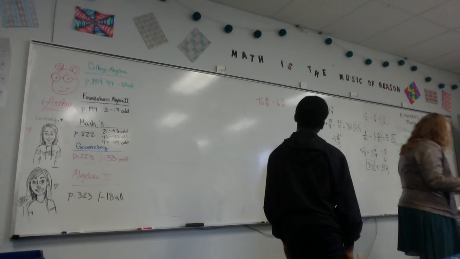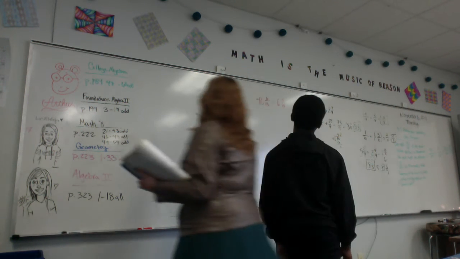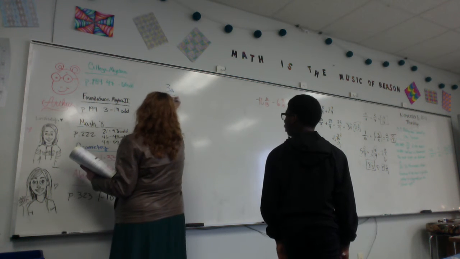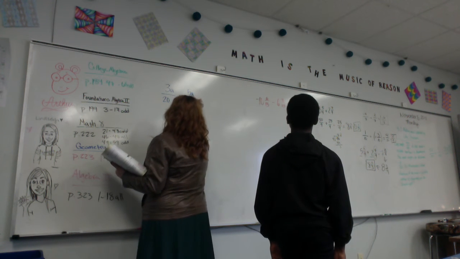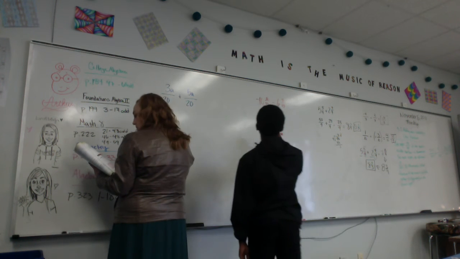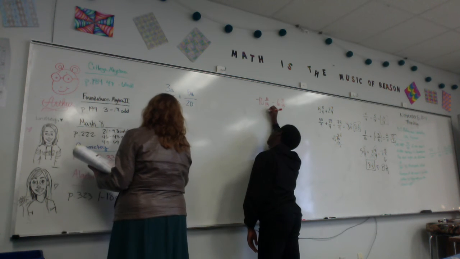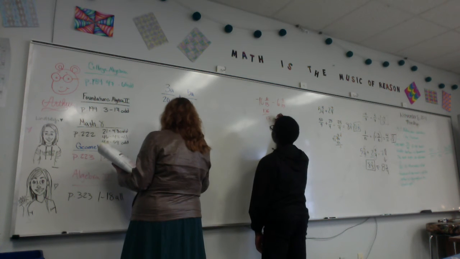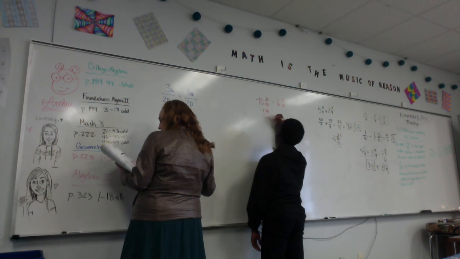You can make it into an improper fraction if you want to. 136. Six over 13. Where would I put the negative? On the top or bottom? It doesn't matter.